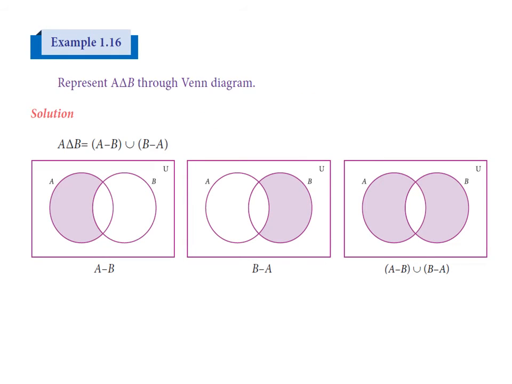Next one, represent A delta B through Venn diagram. So by using the Venn diagram we are going to represent this in this example. A minus B I already showed you. So A, so leave this B. You should not shade this for B. So B minus A means what? So B minus A, leave my A. Next, A minus B union B minus A. This part and this part. This intersection part will not come. So this is A delta B.